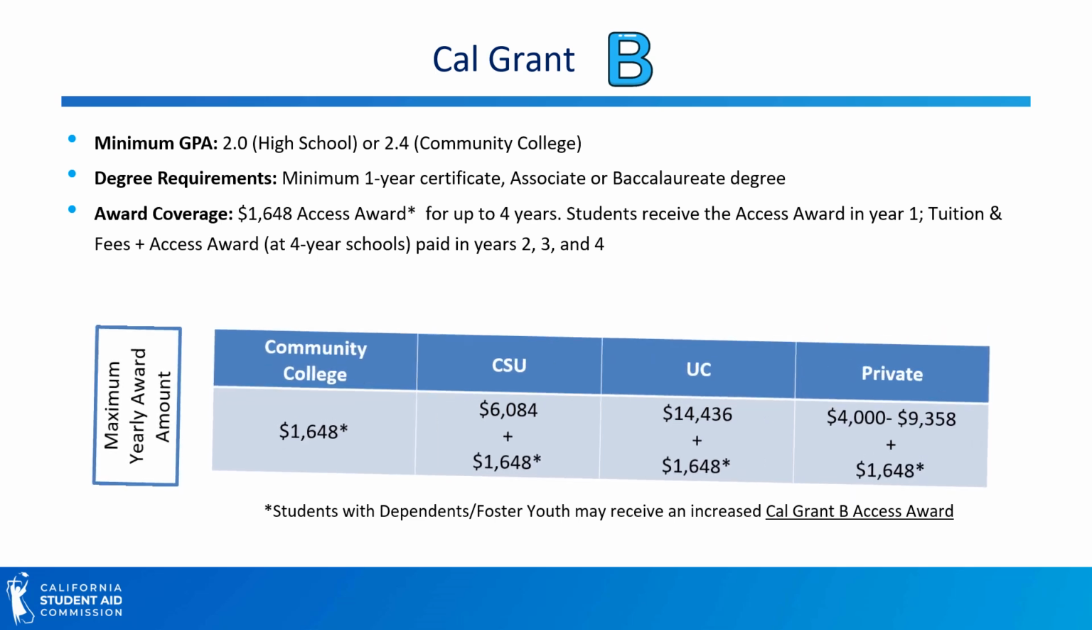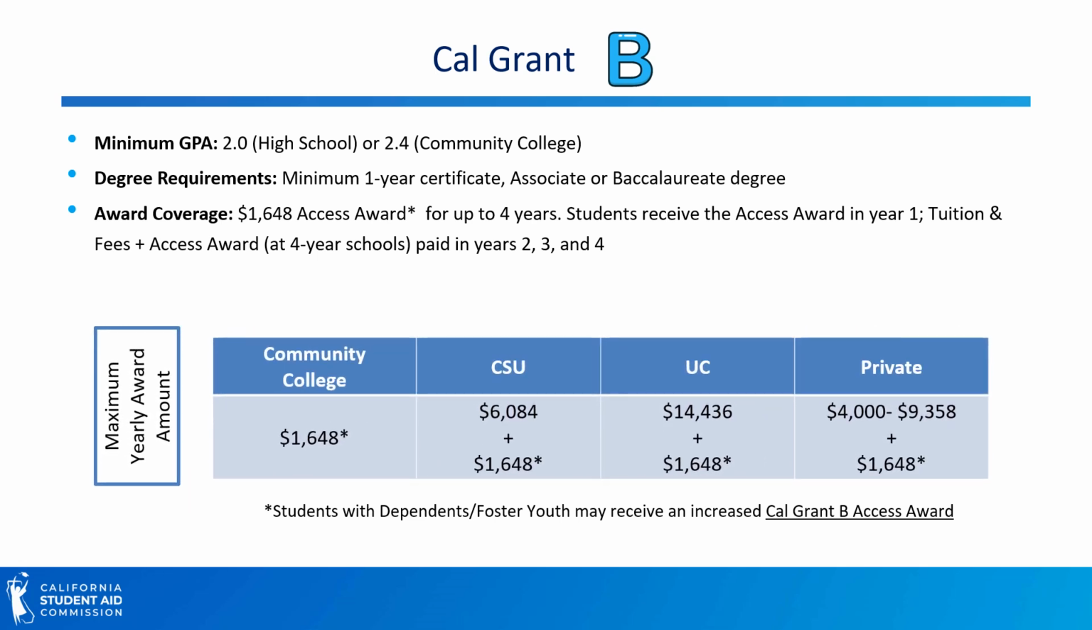Now, as you can see from the maximum yearly award amount chart, Cal Grant B recipients attending a community college will only receive the Access Award of $1,648 for up to 2 years. Meanwhile, at a four-year institution, at a CSU, a UC, or a private school, students will only receive the Access Award their first year. Then at years 2, 3, and 4, students will get the Access Award and the tuition and fees portion. Students with dependents and foster youth students may receive an increased Cal Grant B Access Award.